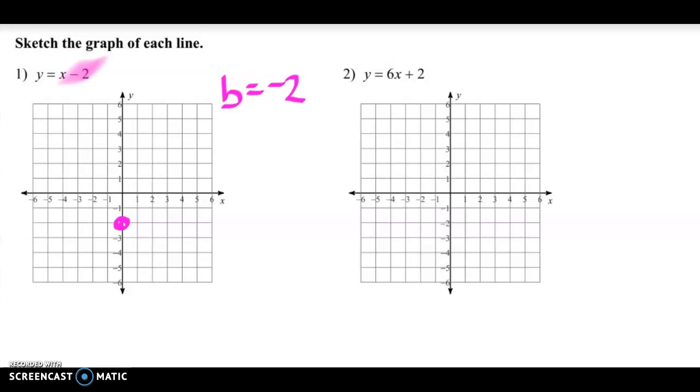Next, we identify the slope. Here, there is no coefficient for x, but there is one x there, so there is this imaginary 1. Our slope is rise over run, so it always has to be written as a fraction, so we're just going to put that 1 over 1. Since the numerator is positive, we're going to go up. Since the denominator is positive, we move to the right.